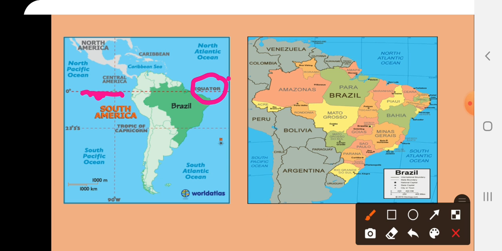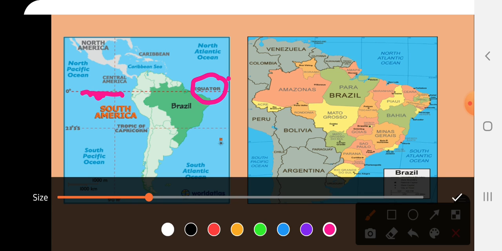Let me show you. I will use one color. If you see the location and extent of Brazil, when it comes to latitudes, it is 5 degree 15 minutes north. This part, this one. And the ending part of the latitudes, this one, is 23 degree 45 minutes south latitude.